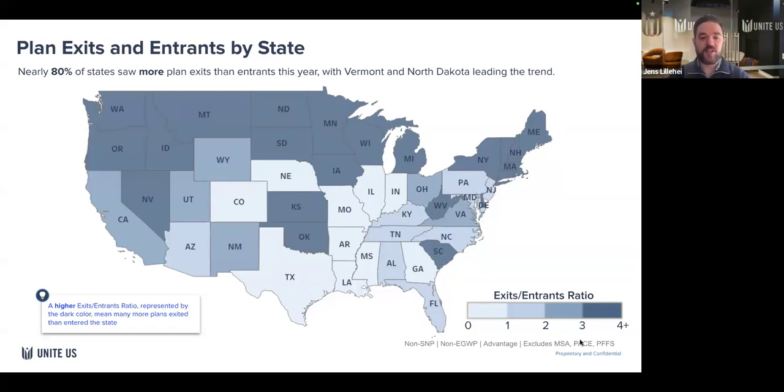A couple other things to just note of interest: the Northeast and West have a ratio of exits to entrants almost 50% higher than the South and Midwest, really mirroring some of the demographic and population shifts in our country. And so we can kind of see where competition is increasing and where it's decreasing throughout the country.